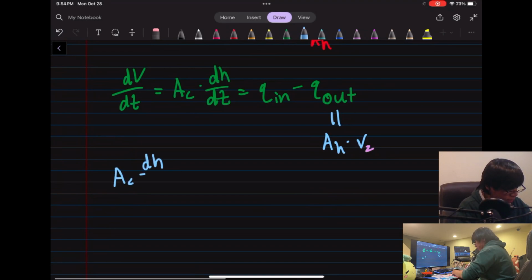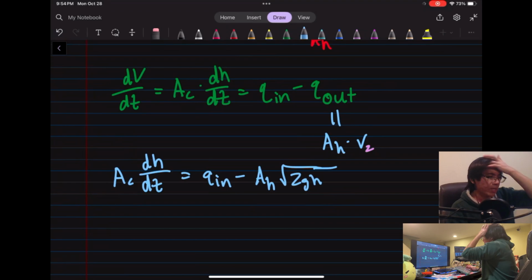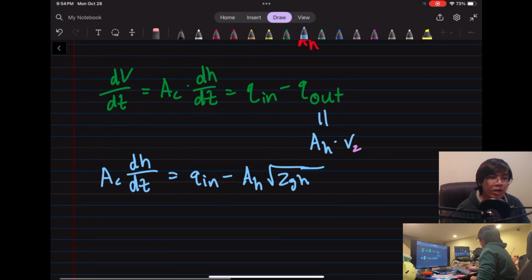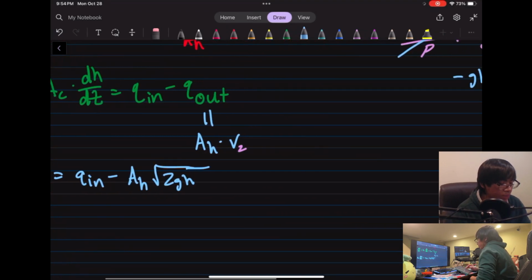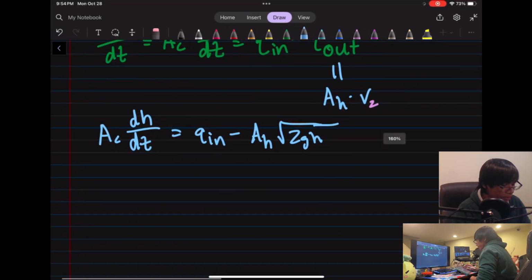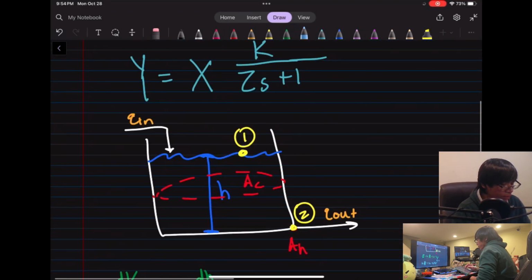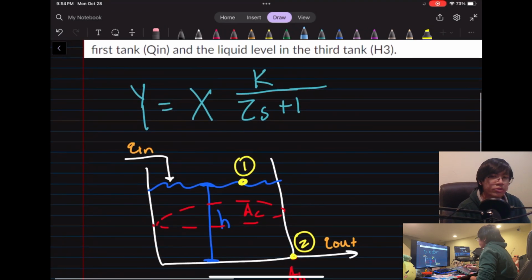So cross-sectional area of the tank times height, that's our volume change, inlet flow, and then minus our cross-sectional area of the hole times 2gh, which represents our velocity. Pretty much the same thing as conservation of energy, like dropping a rock, where potential energy is equated to kinetic. The end goal here is to try and relate this to our first order transfer function.